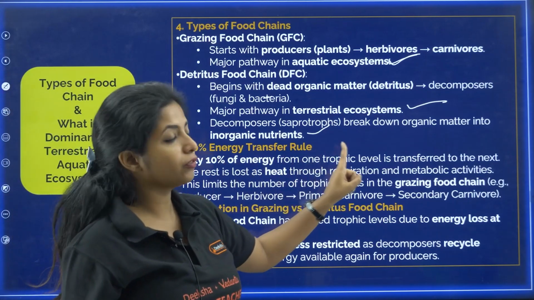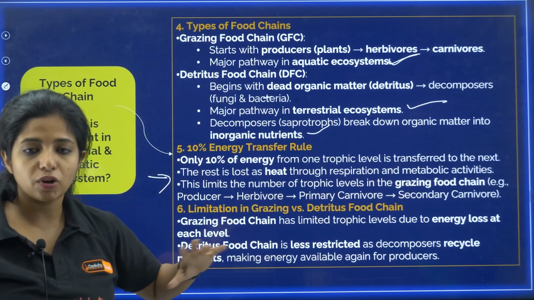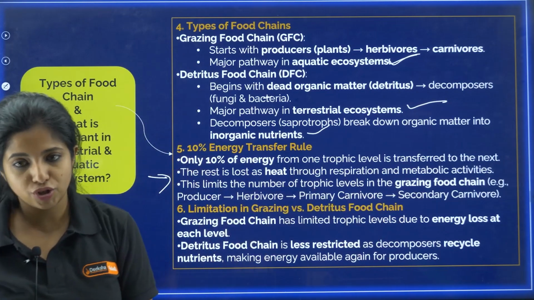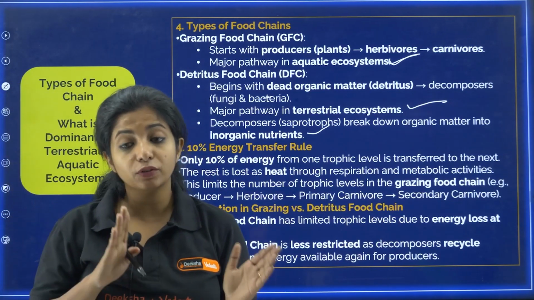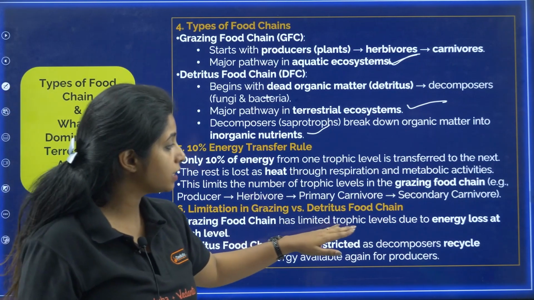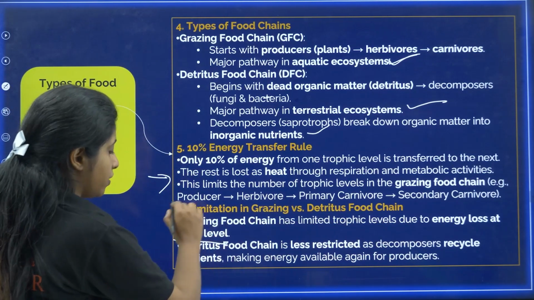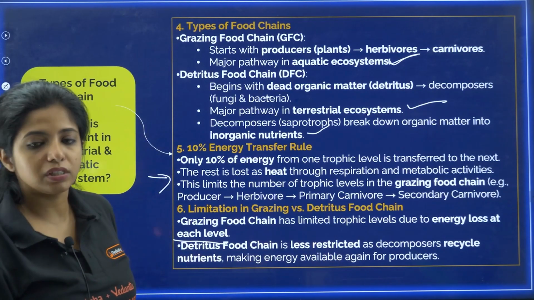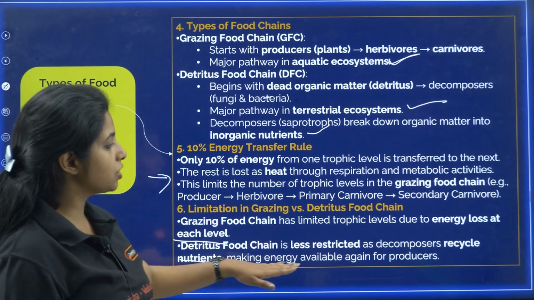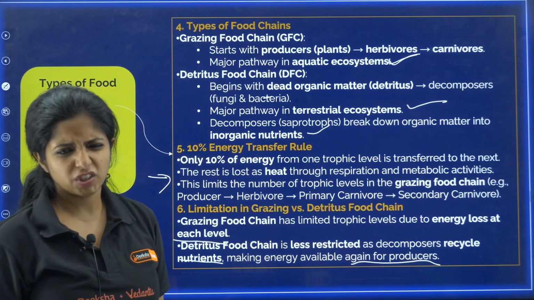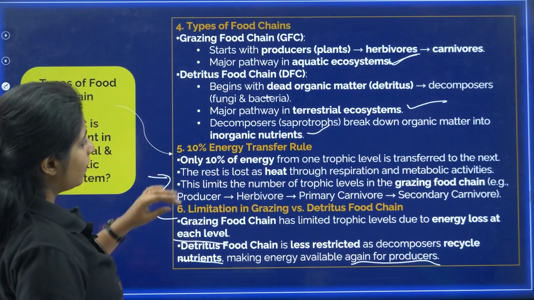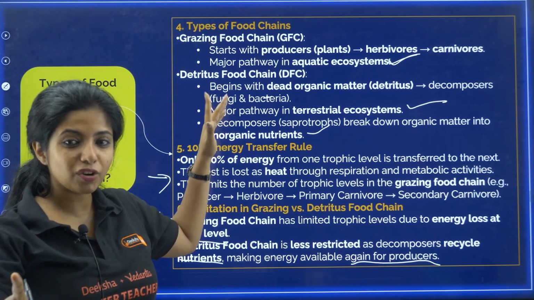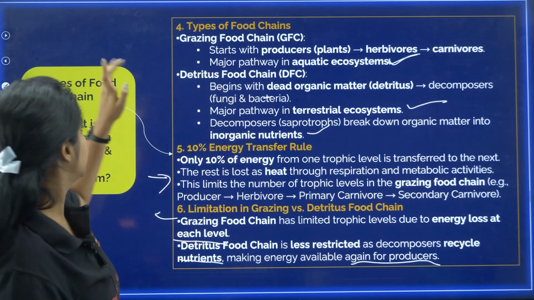So, only 10% of energy from one trophic level is transferred to the next. The rest is lost as heat through respiration and metabolic activities. This limits the number of trophic levels in the grazing food chain. Now, limitation in grazing versus detritus food chain. The grazing food chain has limited trophic levels due to what? Energy loss at each level. The detritus food chain is less restricted as decomposers recycle nutrients, making energy available again for producers. That is not very important, but at least we should know this. Okay. So, in aquatic ecosystems, what is dominant? Grazing. In terrestrial, detritus.